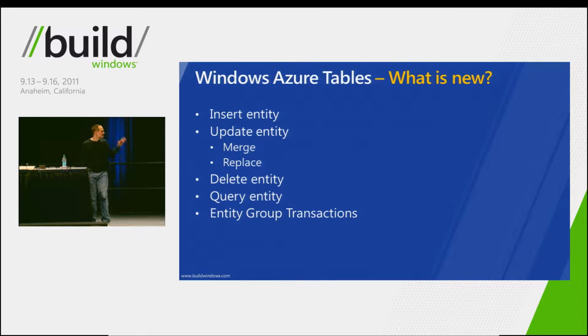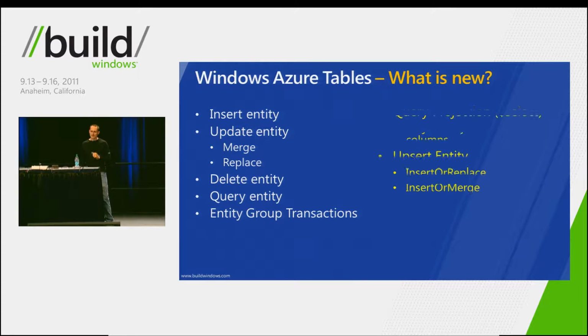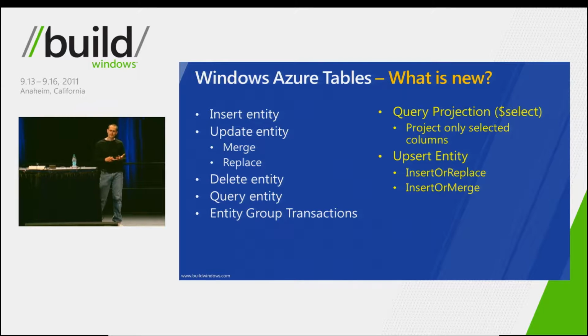We support a very standard set of operations: add entities, update, delete, query, and we have this ability of doing what's called entity group transactions. This allows you to do atomic transactions across entities as long as they're in the same partition. And there's information online if you want more details about that. The 2 new features we have for tables right now are query projection and upsert. So query projection allows you to just select the properties that you're interested in. Sort of an obvious feature for a structured storage solution, but we got there.